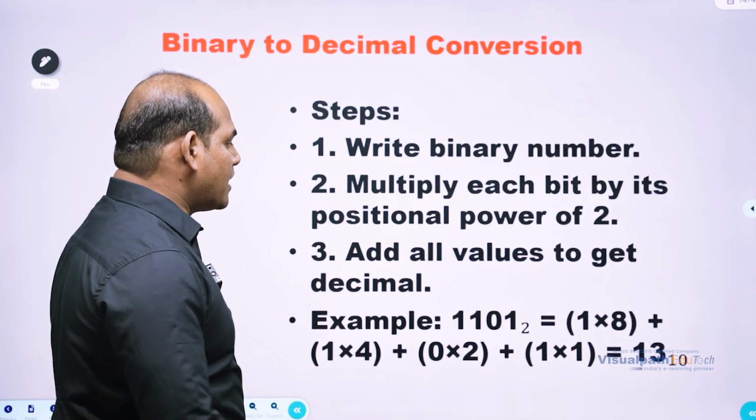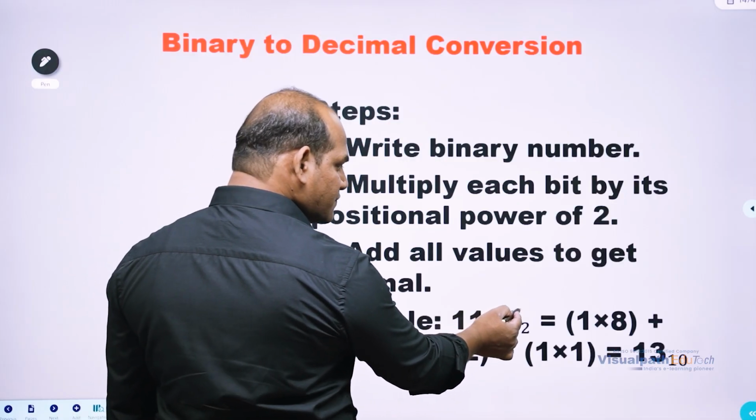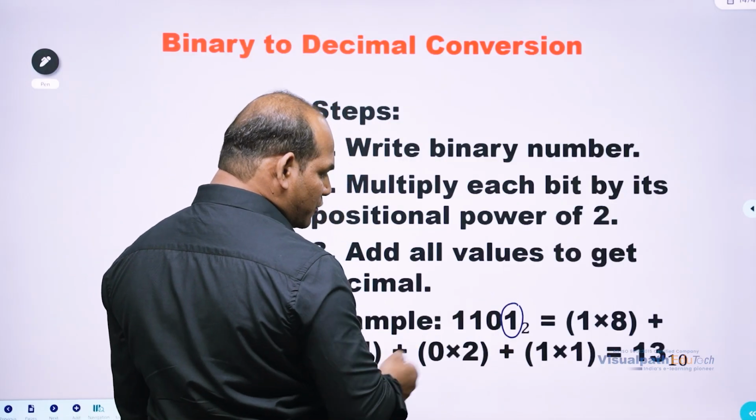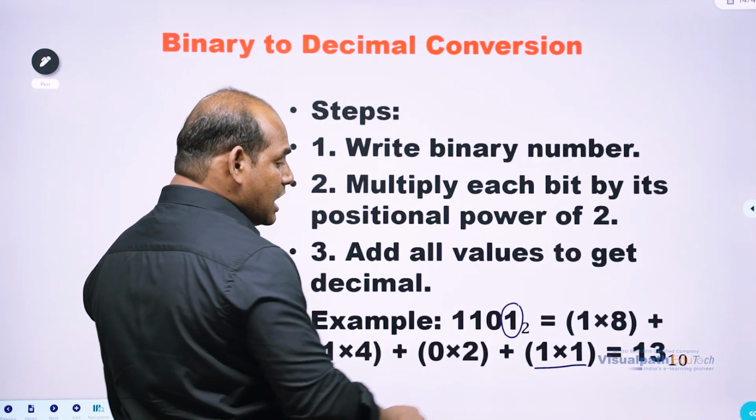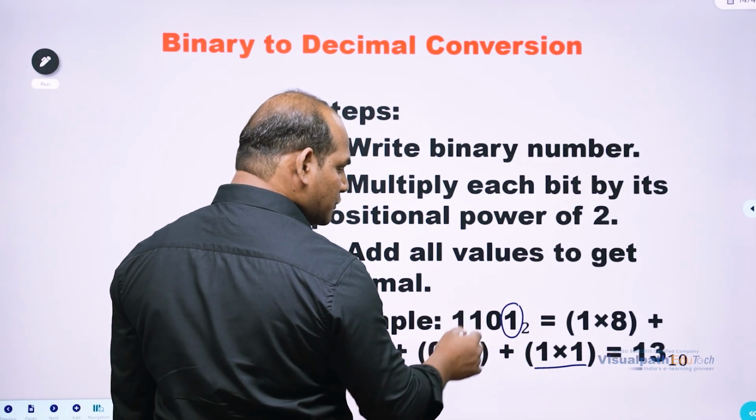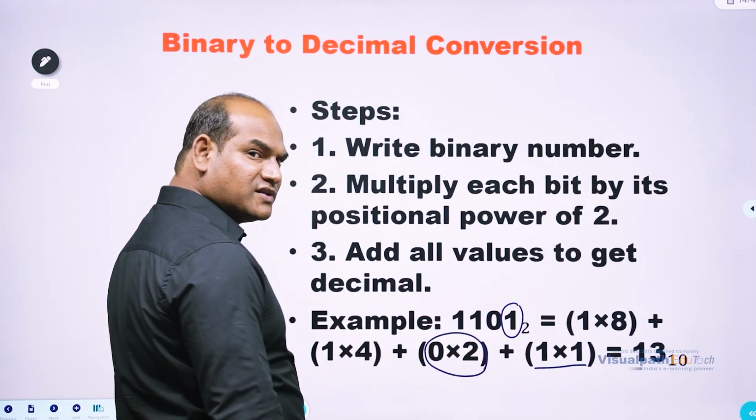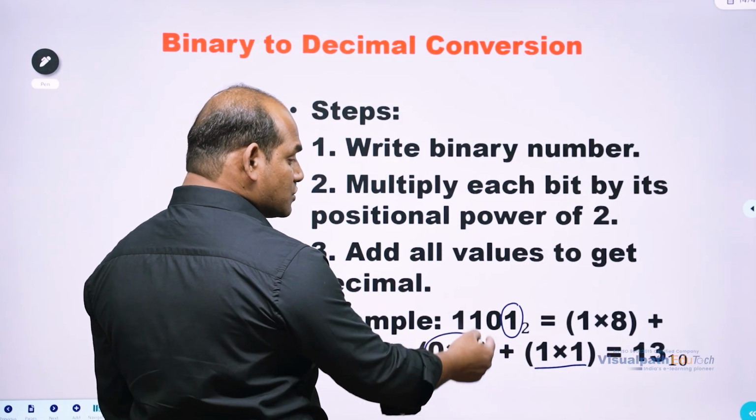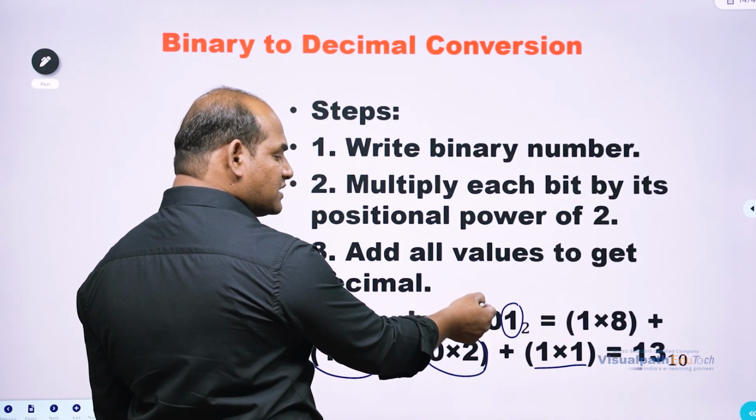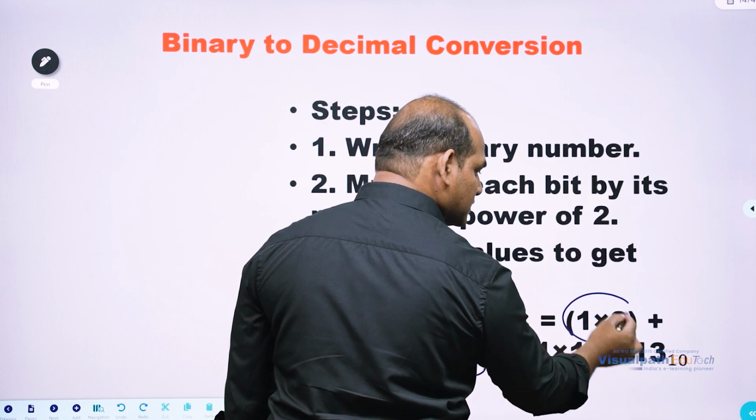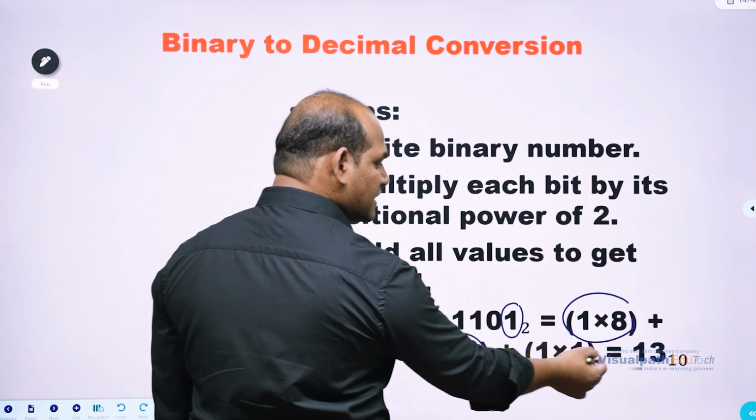Here is another example, 1101. This 1 is multiplied with 2 power 0. That means 2 power 0 is 1, so 1 into 1, that is this part. Now this 0 is multiplied with 2 power 1, and 2 power 1 is 2, so 2 into 0. Next, this 1 is multiplied with 2 power 2, that means 4, so 1 into 4, that is this part. Next, this is multiplied with 2 power 3, that means 8 into 1, that is this part. Here we get 8, plus 4 is 12, plus 0 is 12, and 12 plus 1 is 13.